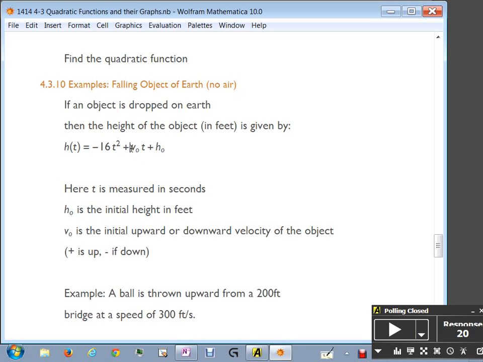V naught, that's the way we say that, V naught is the initial upward or downward speed of the object. I'm going to explain this again in a second. And then H naught is the starting height. So if I take two markers, a blue one and a green one, if they start at the same height and I drop them, they should hit the ground at the same time. Okay, that would mean if I just drop them, let them go, my V naught, my initial velocity, is 0 because I'm just letting them go.